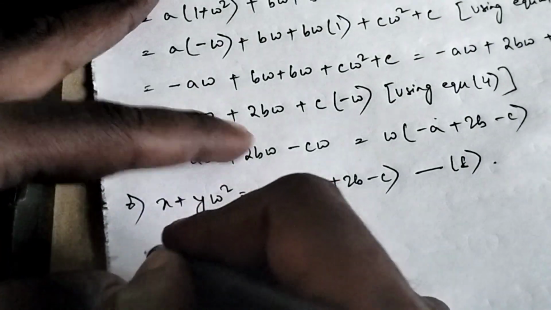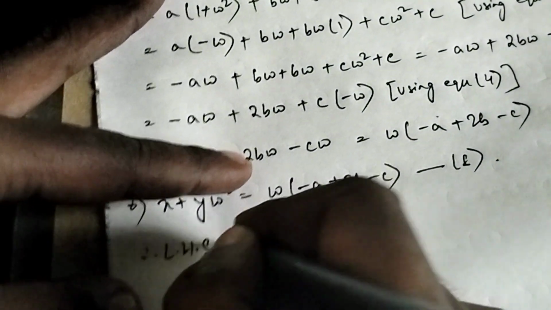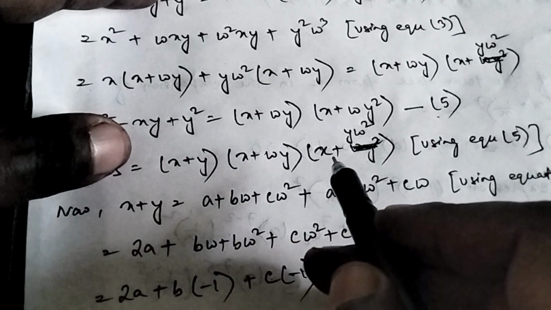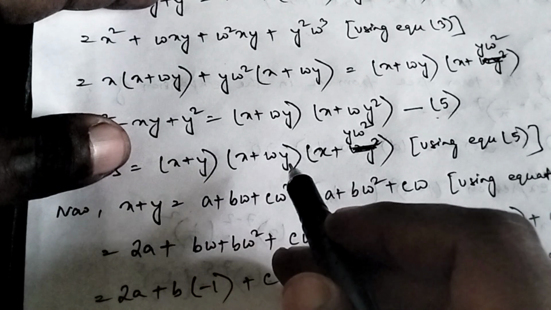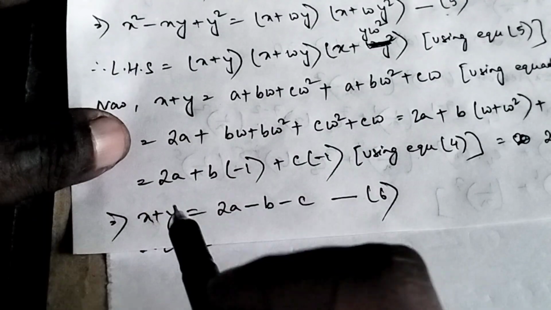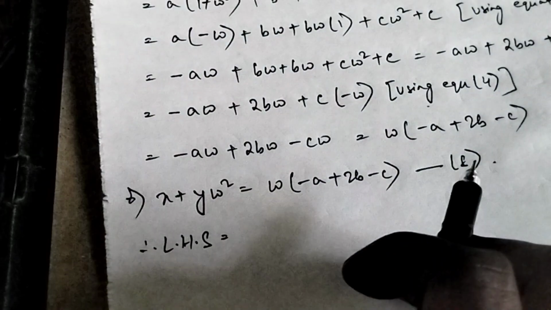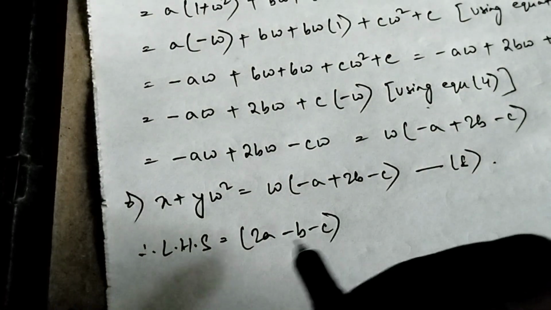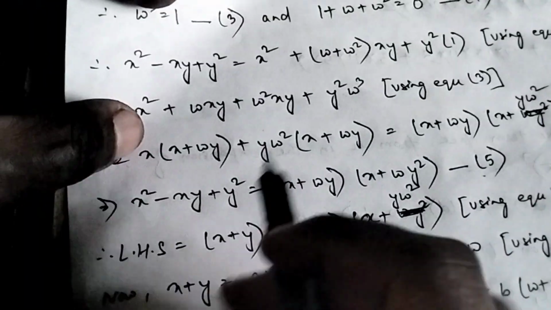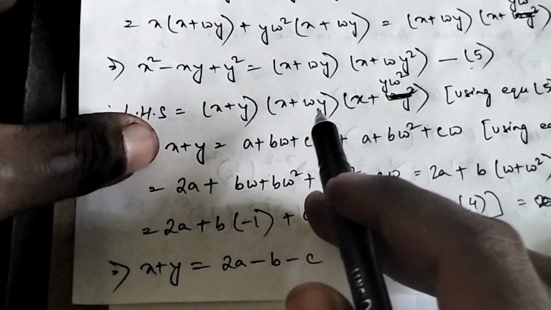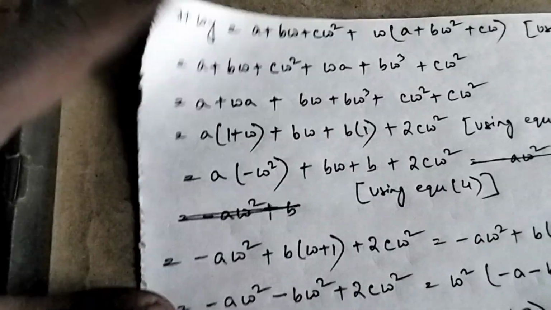So now LHS. What was LHS? Last time we found x plus y into x plus omega y into x plus y omega square. So x plus y is this one, 2a minus b minus c. This was x plus y. Then this is x plus omega y. What was x plus omega y?